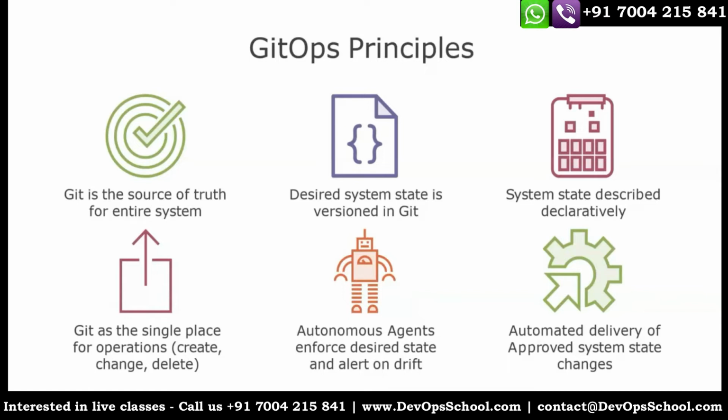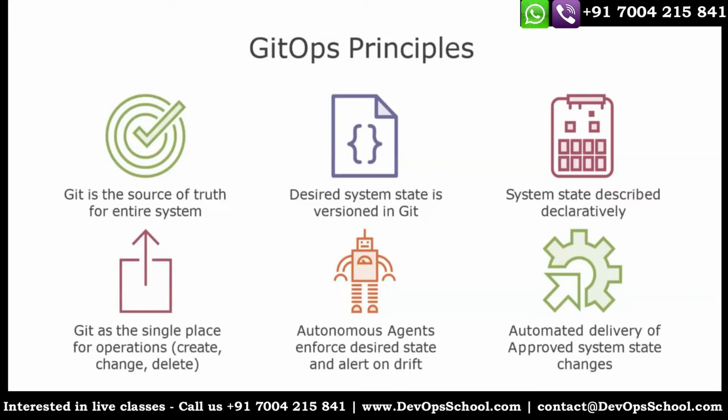Anything which is your desire, that is the source of truth. Desire, where you keep it. Desire means, I'll put it in this way, you want one deployment, one service, that's your desire. So in Kubernetes, where you keep it is etcd. But in the concept of GitOps, you should be keeping it in Git. So Git is the source of truth for the entire system.